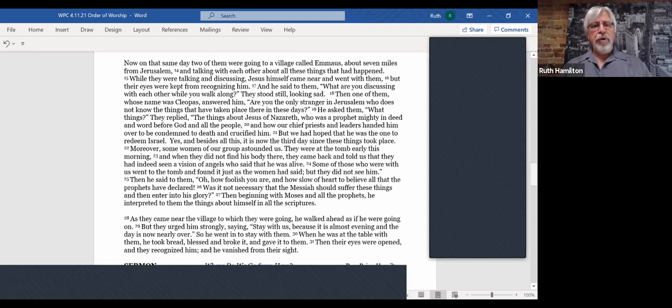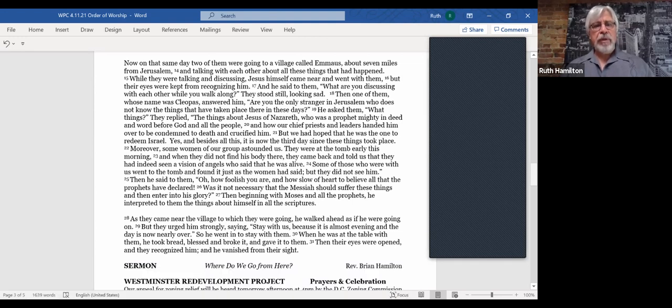As they came near the village to which they were going, he walked ahead as if he were going on. But they urged him strongly, saying, "Stay with us, because it is almost evening, and the day is now nearly over." So he went in to stay with them. When he was at the table with them, he took bread, blessed, and broke it, and gave it to them. Then their eyes were opened, and they recognized him, and he vanished from their sight.